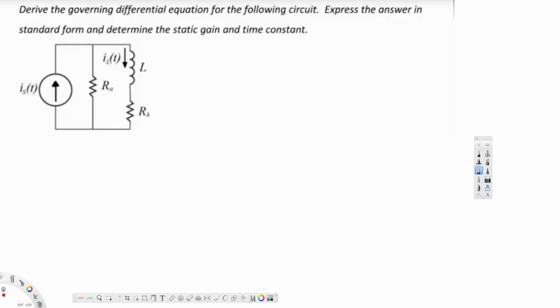First of all, we have to know how the standard form of the governing differential equation should look. And that should look like this. We have to have a tau dIL(t)/dt plus IL(t) should be equal to K is(t). Okay, so this is the standard form of the governing differential equation. Now we are going to arrive at this pattern by doing Kirchhoff's current law or Kirchhoff's voltage law.